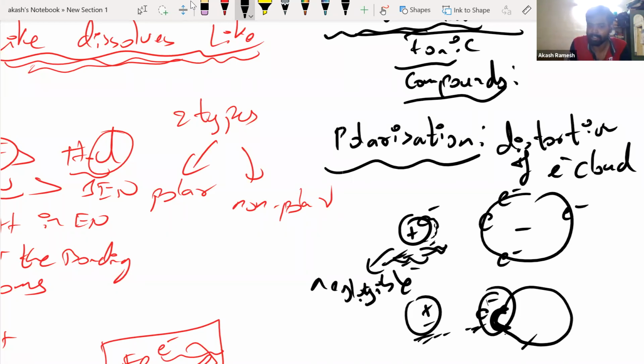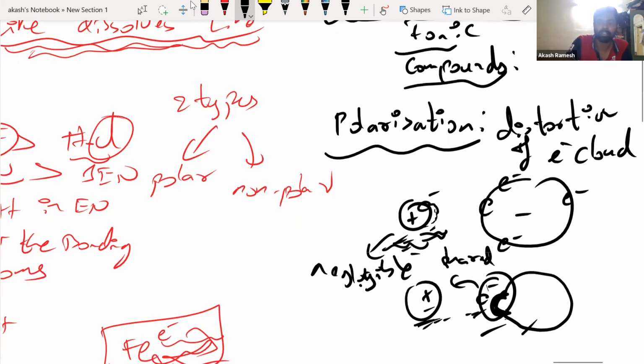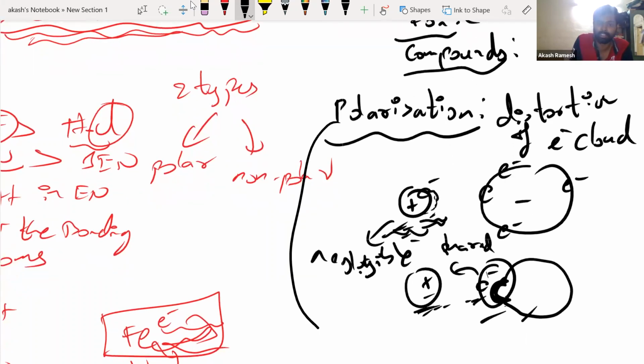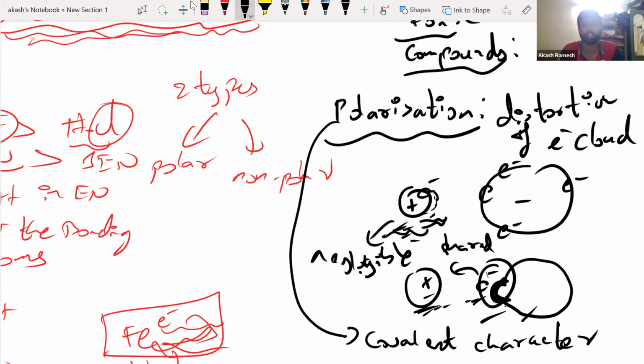Right. So what are you trying to understand here? This is a perfectly ionic bond, but because it is getting a little distorted, is it not like the electron is coming and getting shared between the cation and anion? That is why we say polarization always brings in some covalent character. What is polarization? Polarization is the distortion of the electron cloud because of some other species.